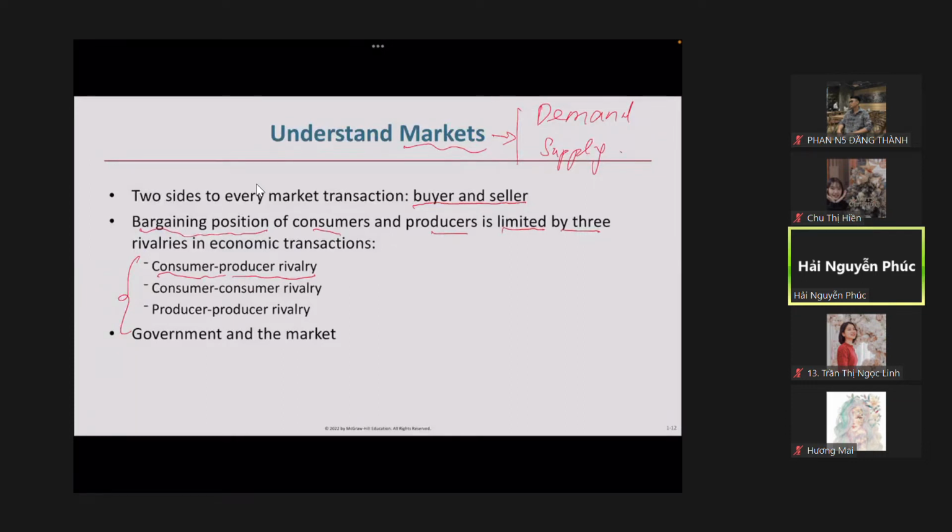The second type of rivalry is the consumer rivalry. What do we mean here? We mean that in order to get the good, consumers have to compete with each other, and often the consumer who pays the highest price will get the good. And lastly, the rivalry between producers: they have to compete to gain market share, how they share the market.